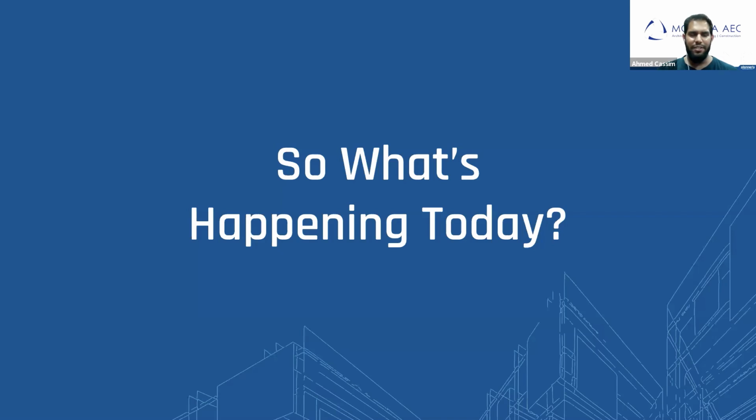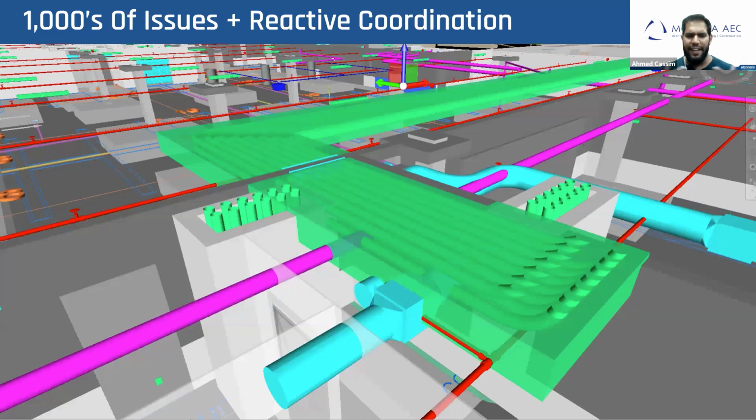So what's happening today? Unfortunately, we're still experiencing thousands of issues and clashes and challenges, and mostly a reactive coordination process. Out of all BIM uses, the most common is coordination. We put models together and we make it a semi-automatic process where we find issues and we fix them. But because we're working in 3D, we're finding more and more clashes.